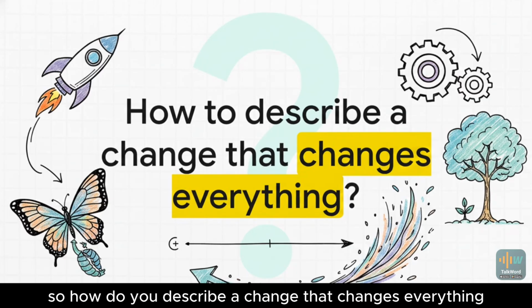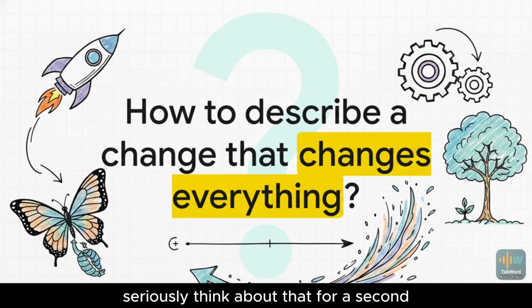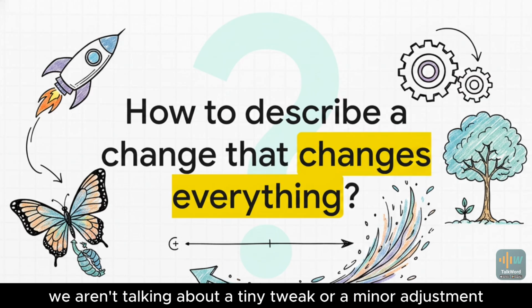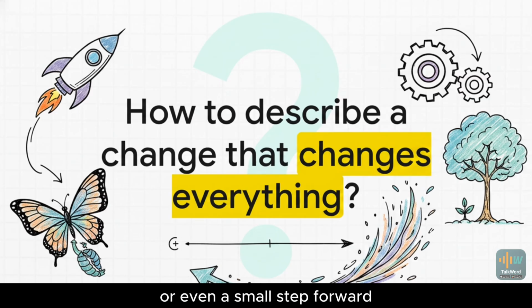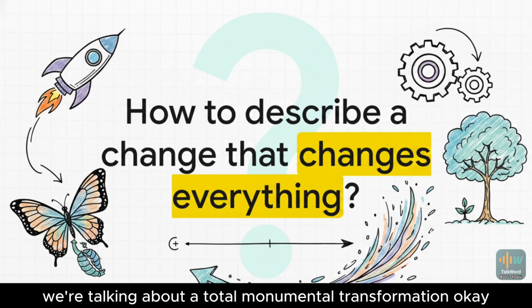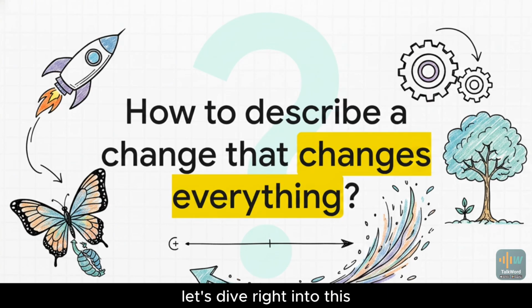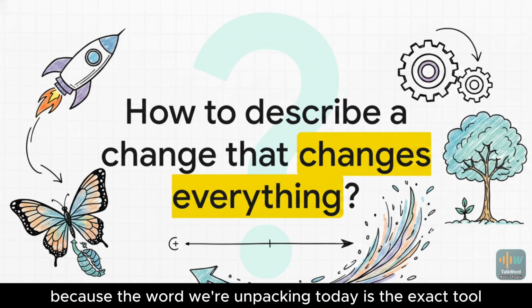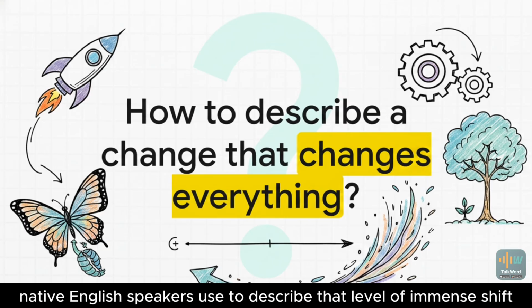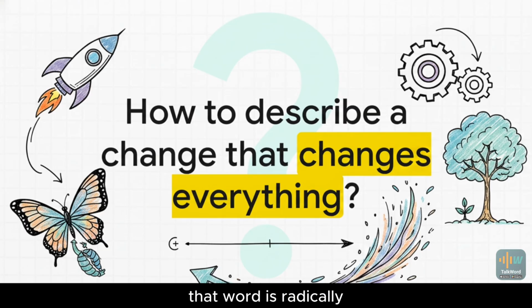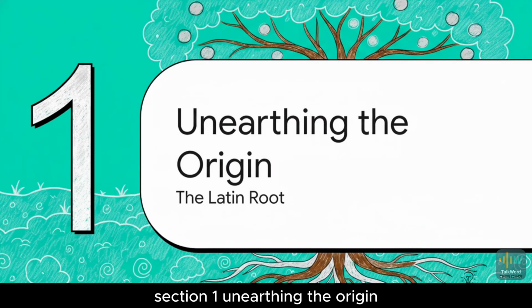So, how do you describe a change that changes everything? Seriously, think about that for a second. We aren't talking about a tiny tweak or a minor adjustment or even a small step forward. We're talking about a total, monumental transformation. Okay, let's dive right into this, because the word we're unpacking today is the exact tool native English speakers use to describe that level of immense shift. That word is radically.